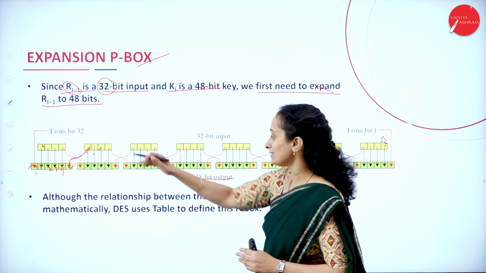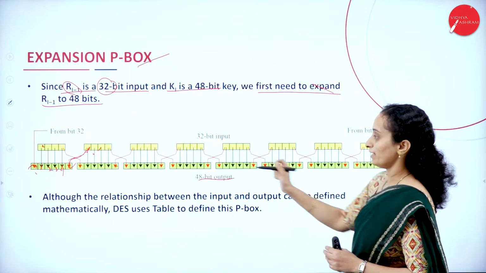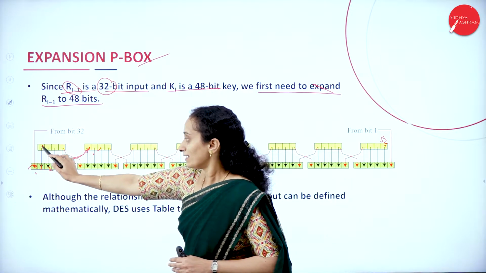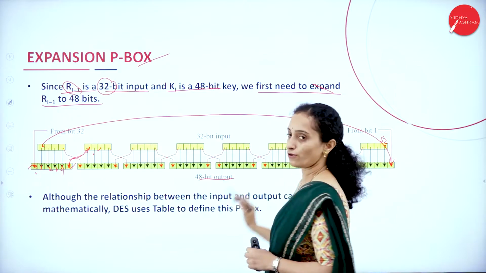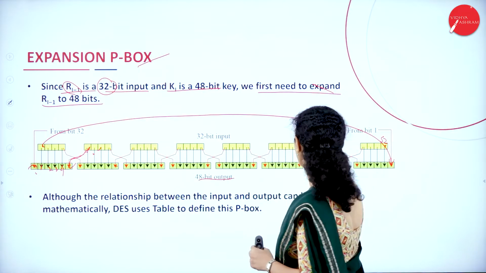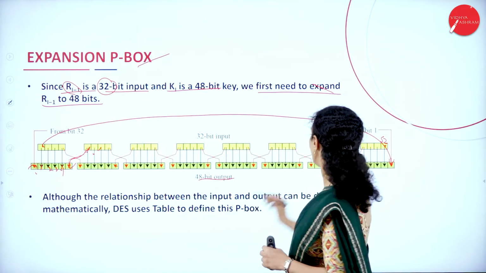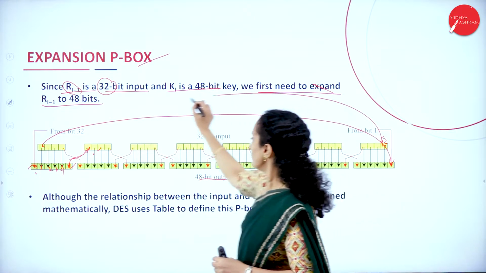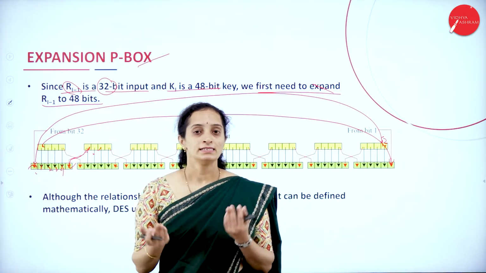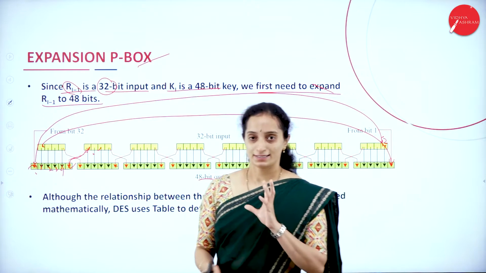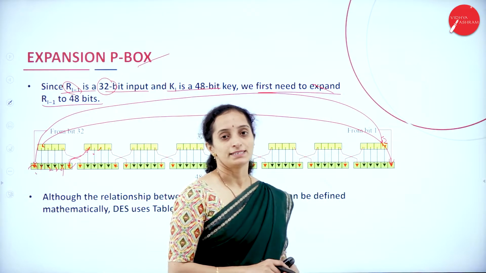It will happen like this. Now, this will be considered from the first bit. Here, it will be input for this and we'll be having input from 32 bit. It will be from this. Okay. So, there will be a circular queue-like structure which expands the bits.